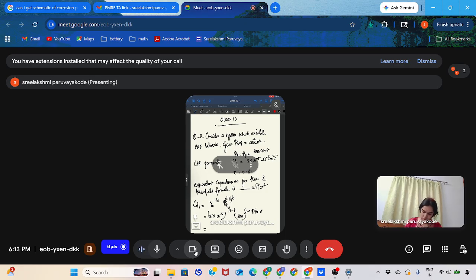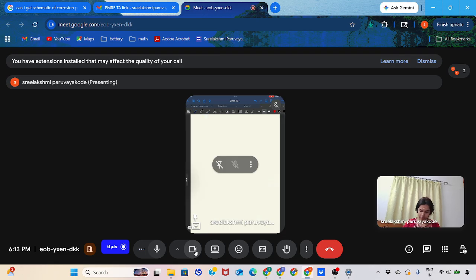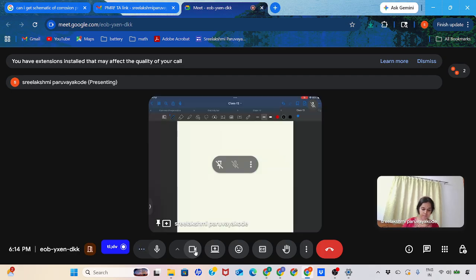Yeah. So once you solve it, I'm getting 1.5811 into 10 to the power minus 5 farad per centimeter square. So it becomes 15.81 microfarad per centimeter square. Okay. So now let's move on to the third question.